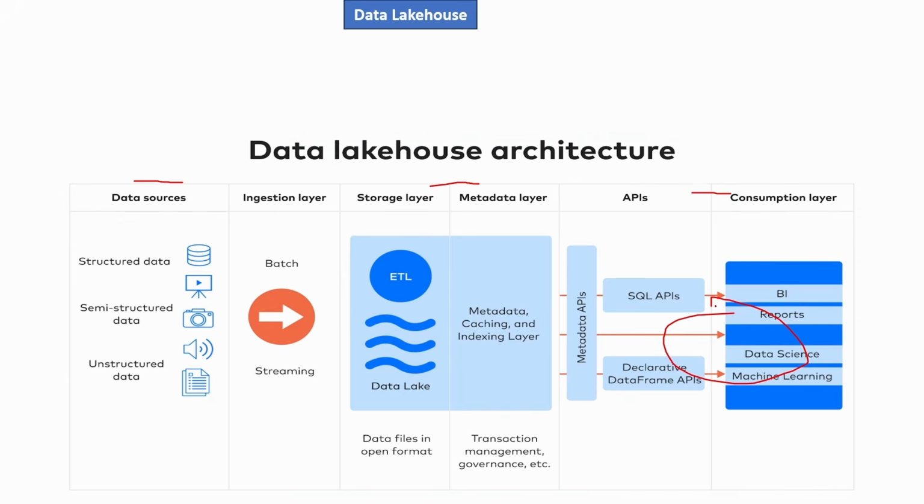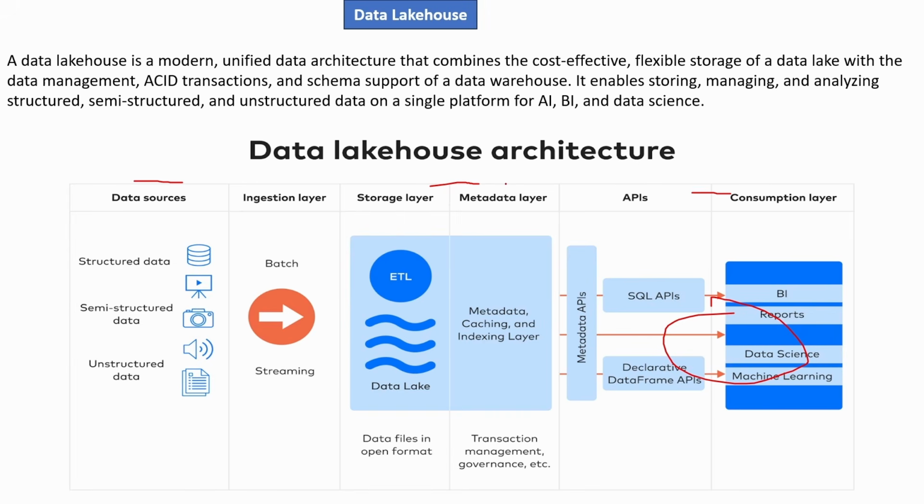This is a data lakehouse architecture, and here we have structured, semi-structured, and unstructured data, which we are loading either by batch or stream processing into our data lake. On top of that, we have a catalog or metadata layer, which stores all the metadata related information. And this data is now directly usable by BI reporting and data science or even machine learning. So this is a data lakehouse architecture.